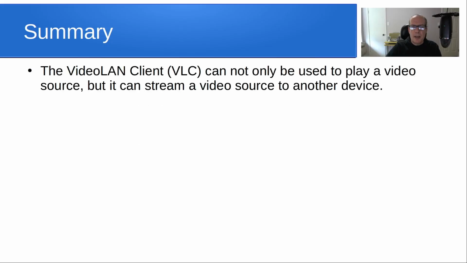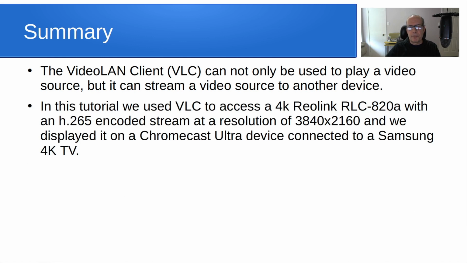So in summary, the Video LAN client, which is the acronym for VLC, can not only be used to play a video source, but it can stream a video source to another device, as we saw in this tutorial. And we also used VLC to access a 4K Reolink RLC 820A camera with an H.265 encoded stream at a resolution of 3840 by 2160, and we displayed it on a Chromecast Ultra device connected to a Samsung 4K TV.